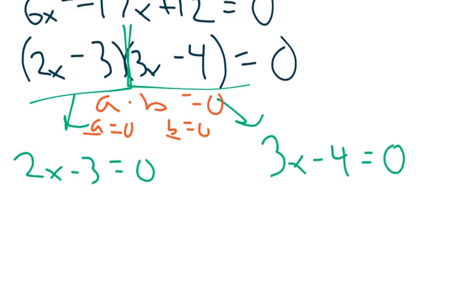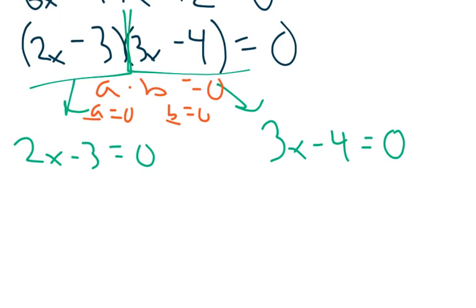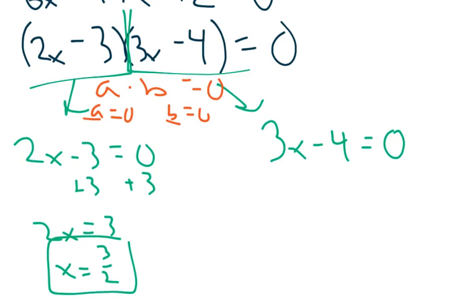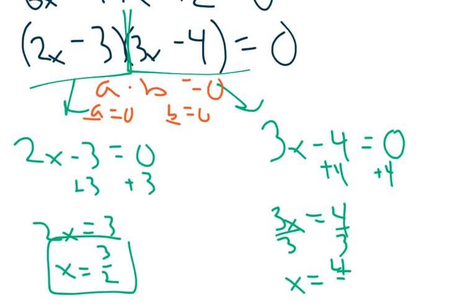So going back to solve, you're going to get some fractions here. So we'll add 3, 2x equals 3, divide by 2, x equals 3 over 2. Here, add 4, and make sure to take your time with this. This is not terribly complicated, but there's a ton of room for making silly mistakes. So take your time, show your work, and x equals 4/3.